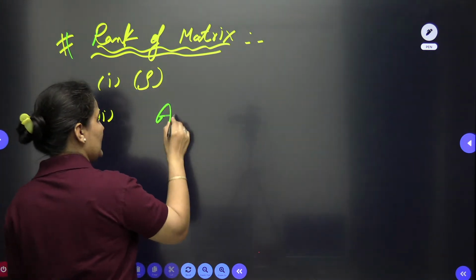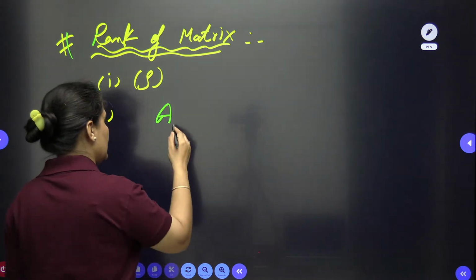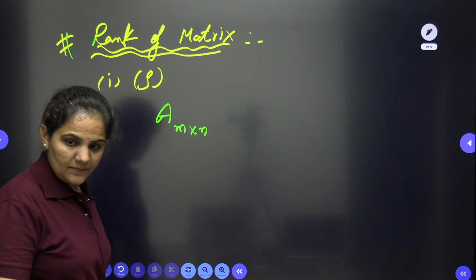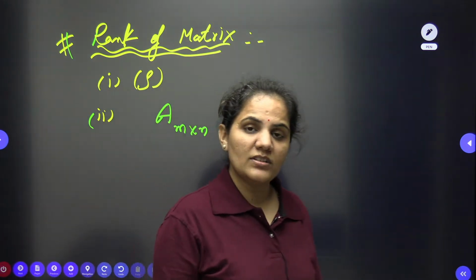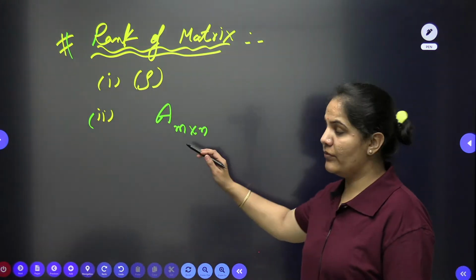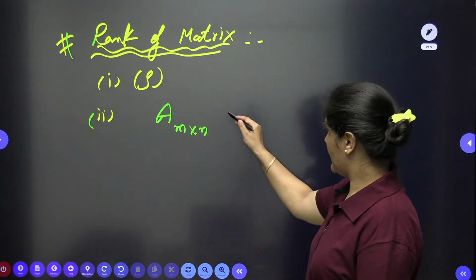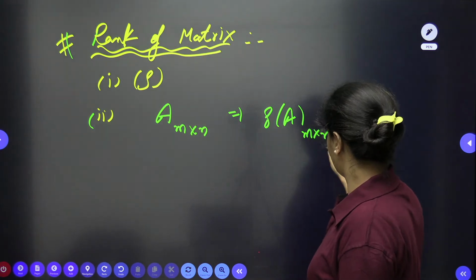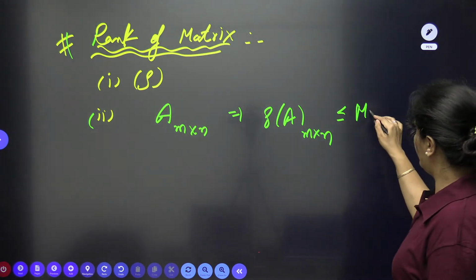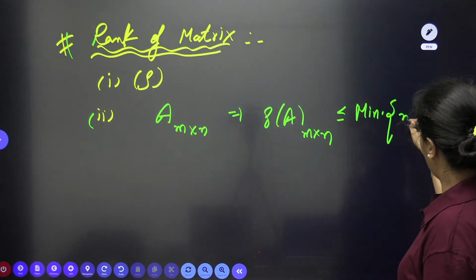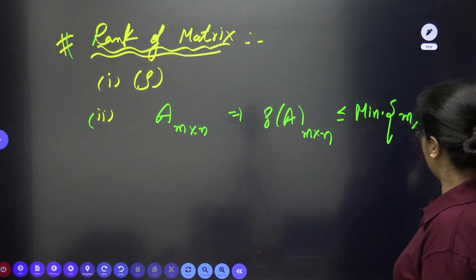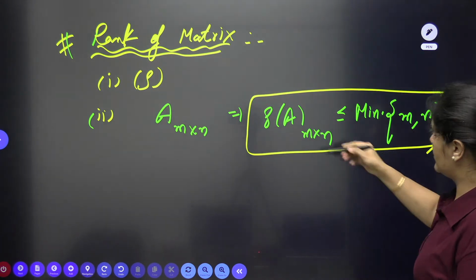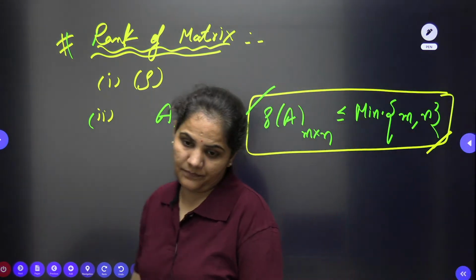Suppose you have a matrix A, bachcho, try to understand my point. Suppose A is an M cross N matrix, meaning the number of rows and number of columns are given to you. If you need to find the rank of this M cross N matrix, you will always write that the rank of any matrix A is less than or equal to the minimum of M, N.